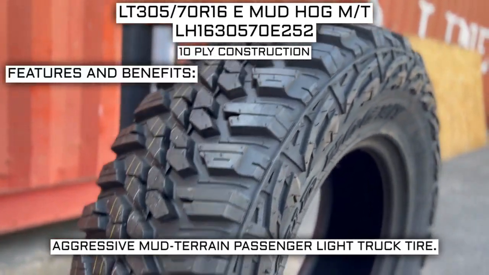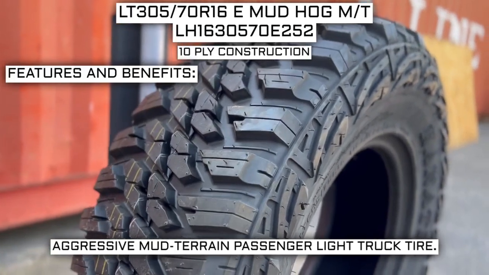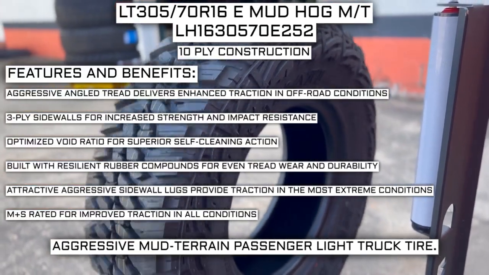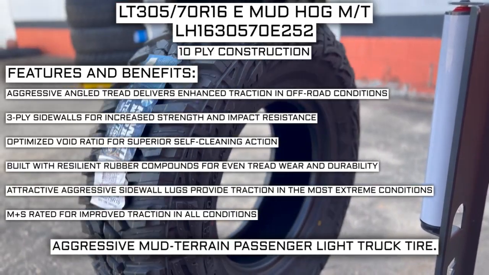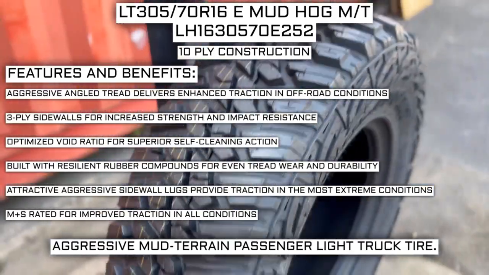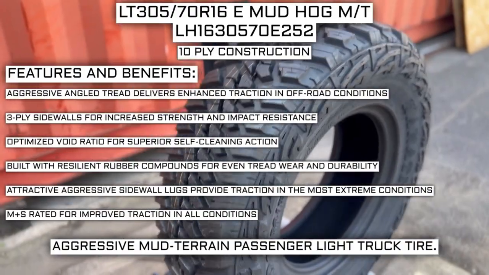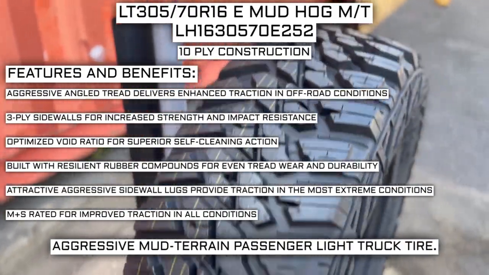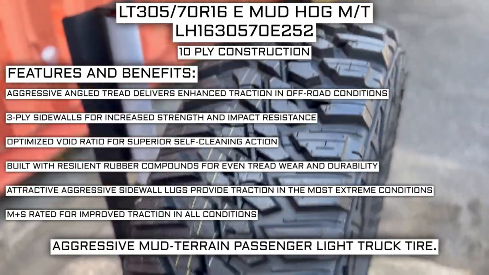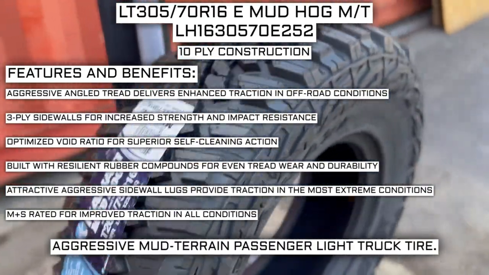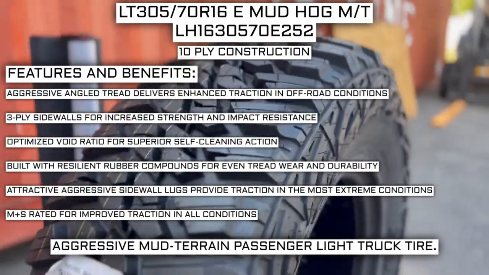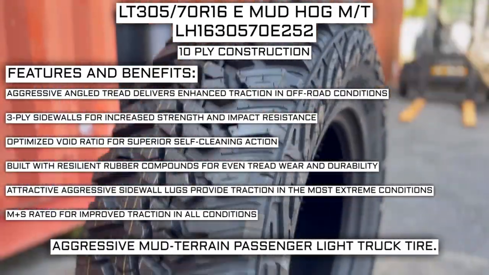Some of the manufacturer listed features of this tire include: aggressive angled tread delivers enhanced traction in off-road conditions, 3-ply sidewalls for increased strength and impact resistance, optimized void ratio for superior self-cleaning action, built with resilient rubber compounds for even tread wear and durability. Attractive aggressive sidewall lugs provide traction in the most extreme conditions. Mud and snow rated for improved traction in all conditions.